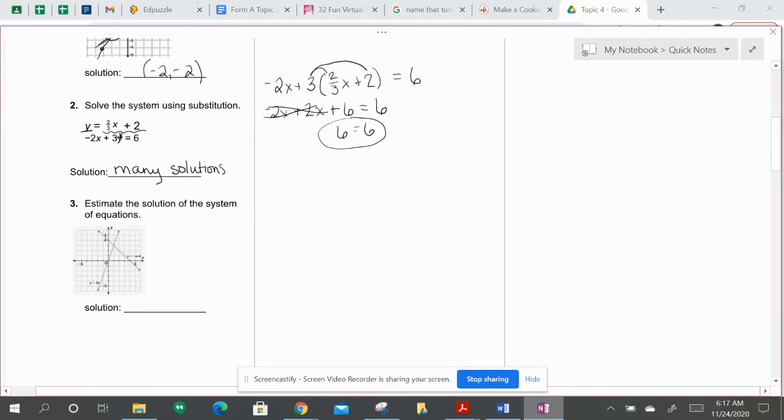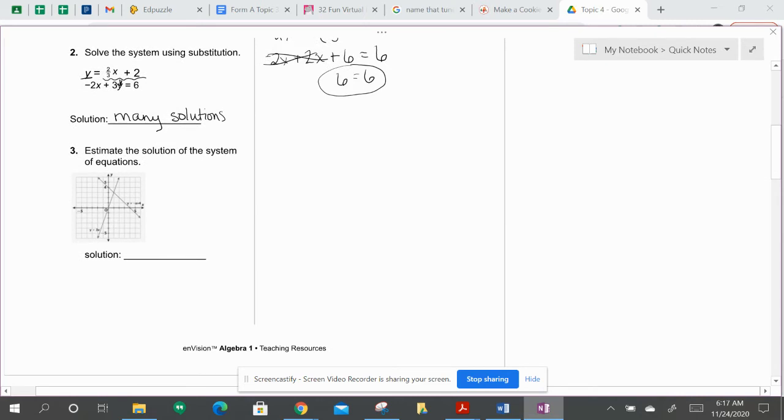All right. Question 3 says estimate the solution of this system. Again, because they gave us a graph, we're looking for the name of the point where those two lines cross. And so I go over to x first. It looks like it went over 1 and up 1, 2, 3. So it looks like my solution would be the point 1, 3.